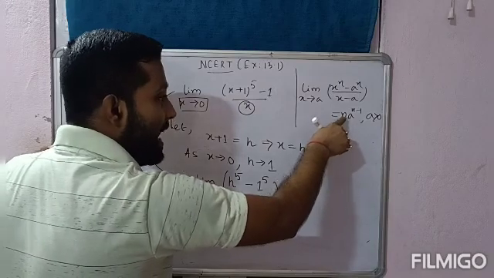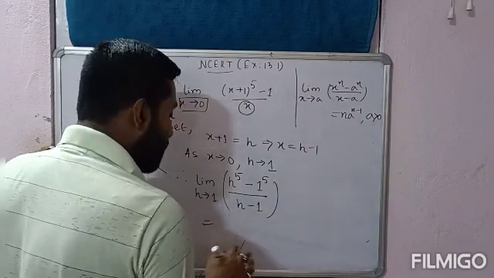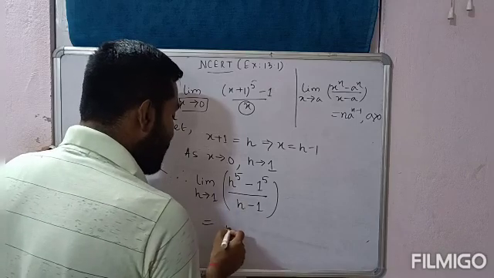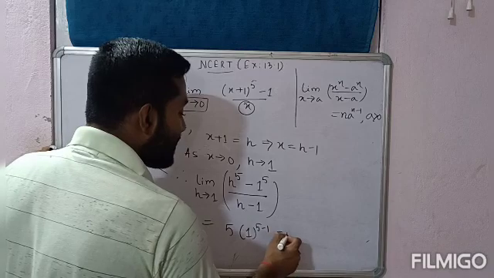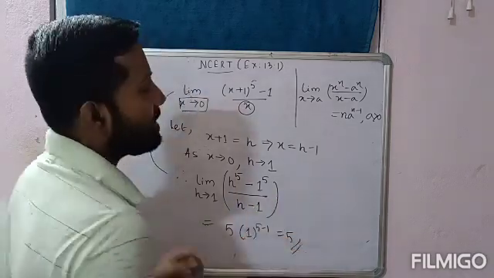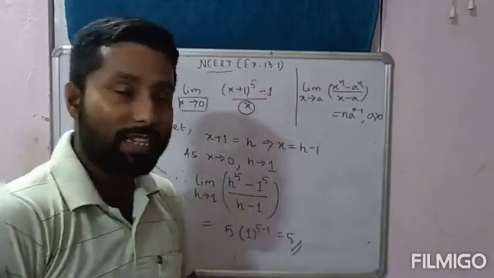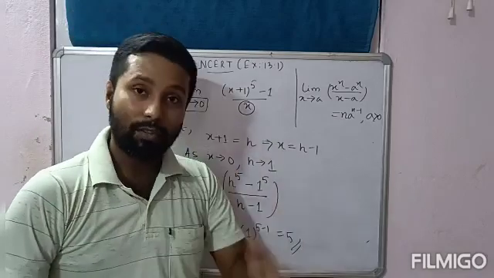The formula is n into a to the power n minus 1. What is n here? n is 5. So 5 into a, which is 1, to the power 5 minus 1. So the answer is equal to 5. So this is the required answer. A few more questions I will discuss by using the substitution method. Okay.